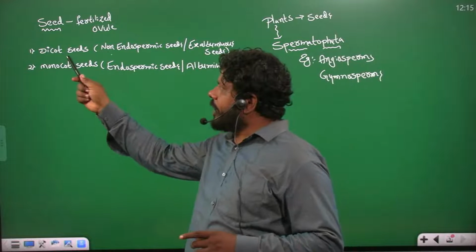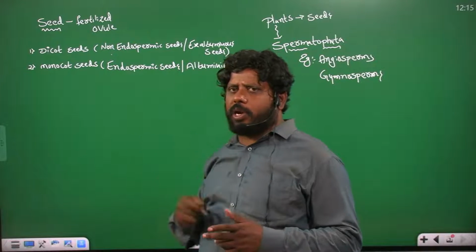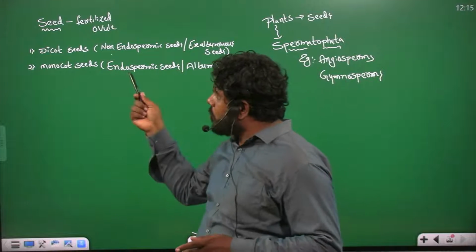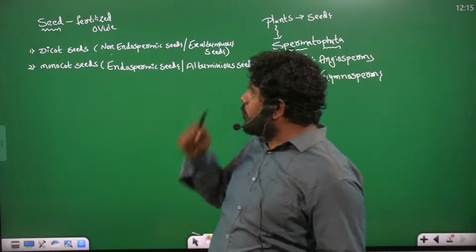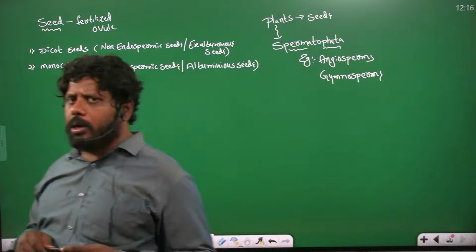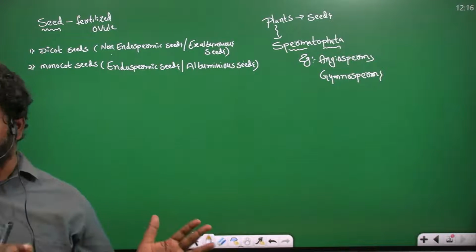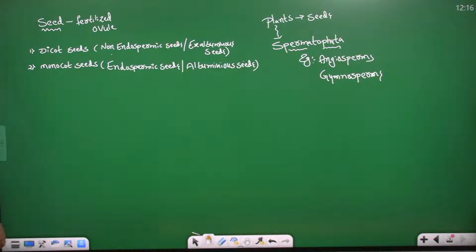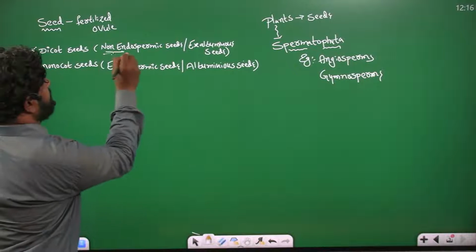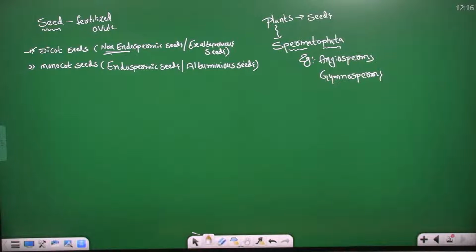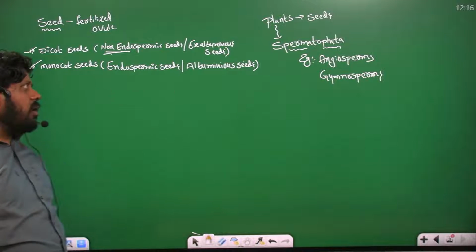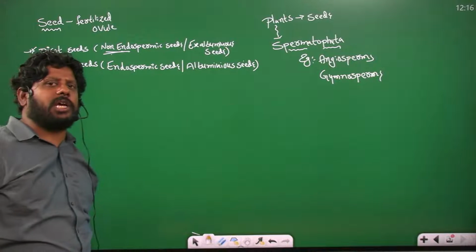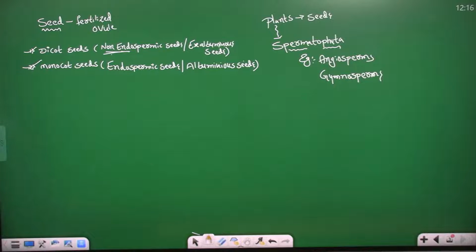Non means absent. In dicot seed, endosperm is absent. That's why it is called non-endospermic seed. In monocot seed, endosperm is present. That's why it is called endospermic seed. Why endosperm is present or absent, we will discuss at the end of the topic, not now. In monocot seed, endosperm is very clear. That's why monocot seeds are called endospermic seeds, which are also called albuminous. Albumin means endosperm, in other words.